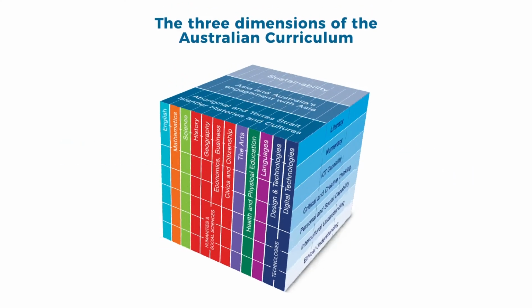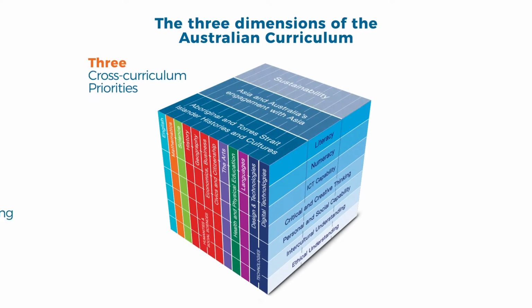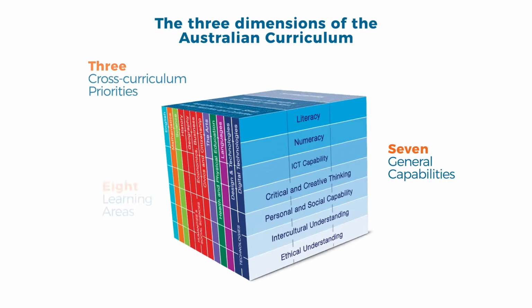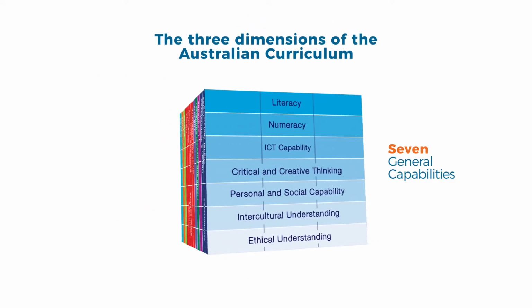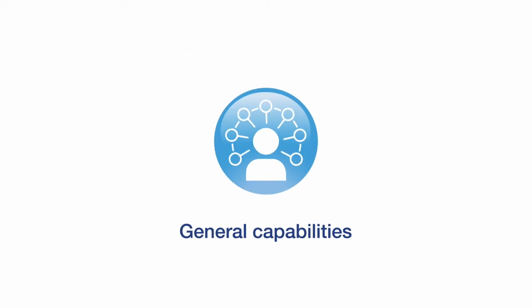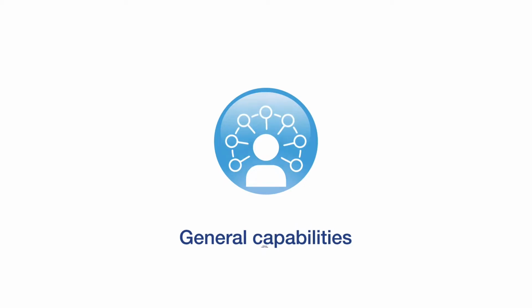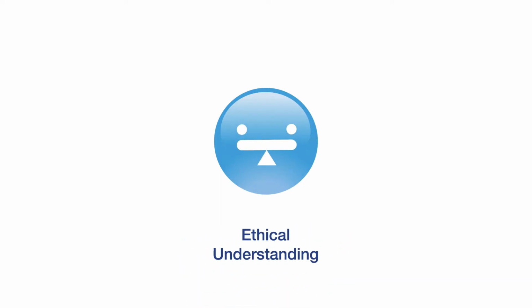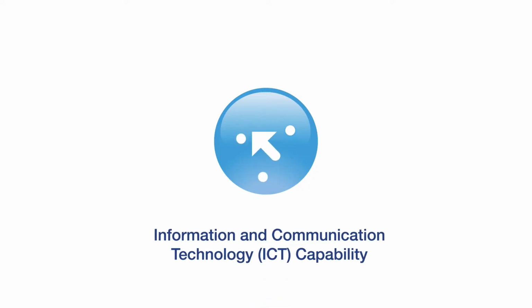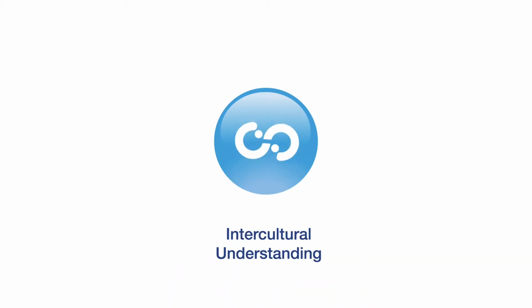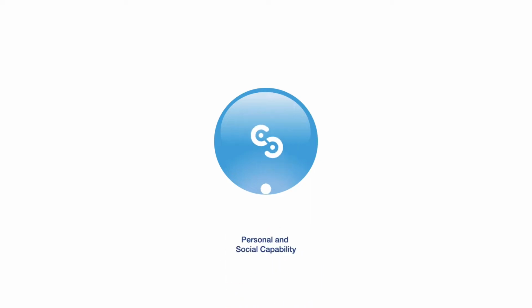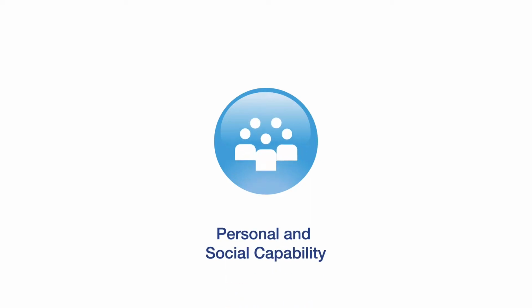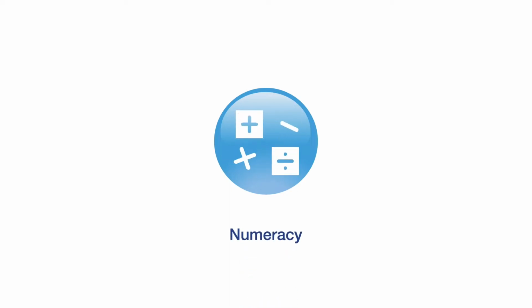The three-dimensional structure of the Australian curriculum enables an integrated approach to teaching and learning. The general capabilities are one dimension of the Australian curriculum. Seven general capabilities are identified in the Australian curriculum: critical and creative thinking, ethical understanding, information and communication technology capability, intercultural understanding, personal and social capability, literacy, numeracy.